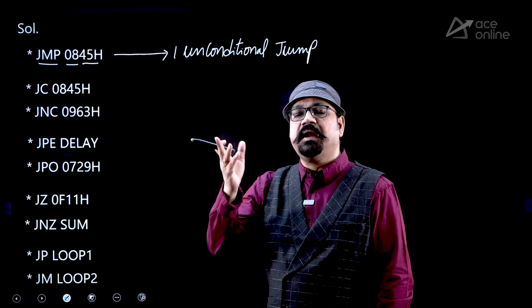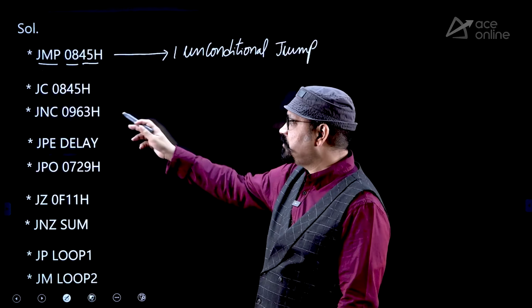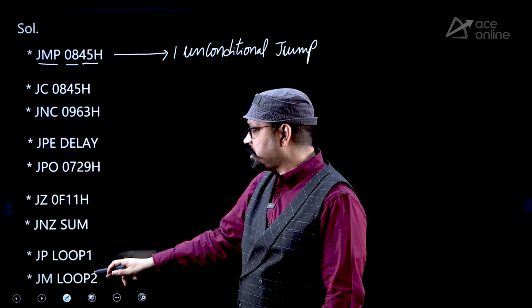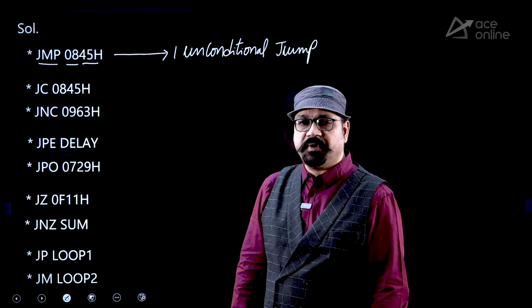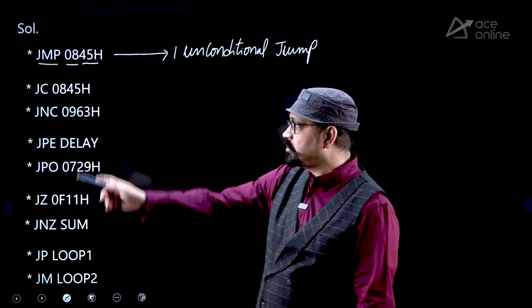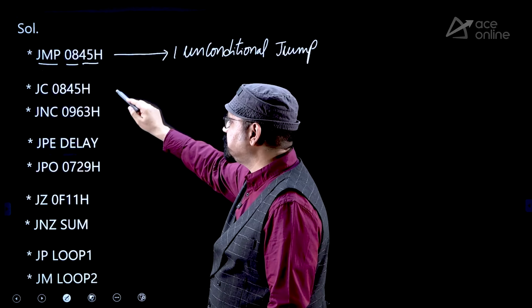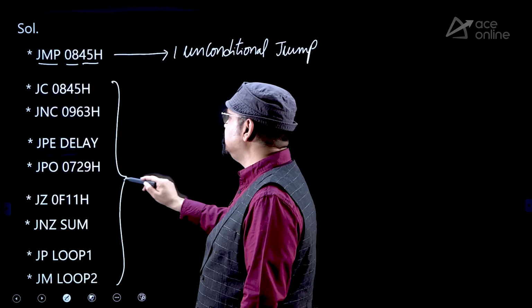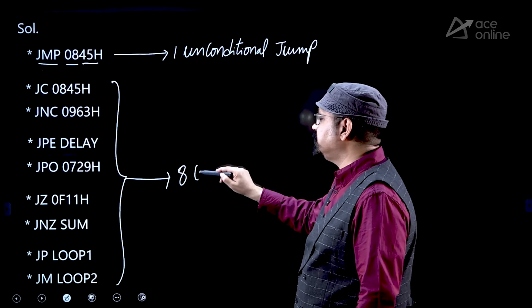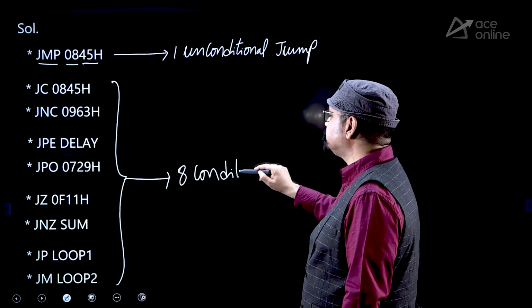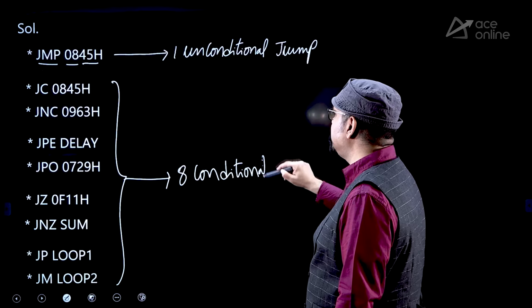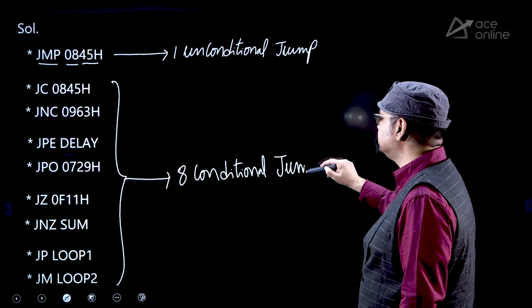How many jumps are there? Eight conditional jumps are there. What is the length of each jump? 3 bytes obviously. So 3 into 8, 24 bytes. Wrong answer, because you are missing this: an unconditional jump is also there. So these 8 are conditional jump instructions.